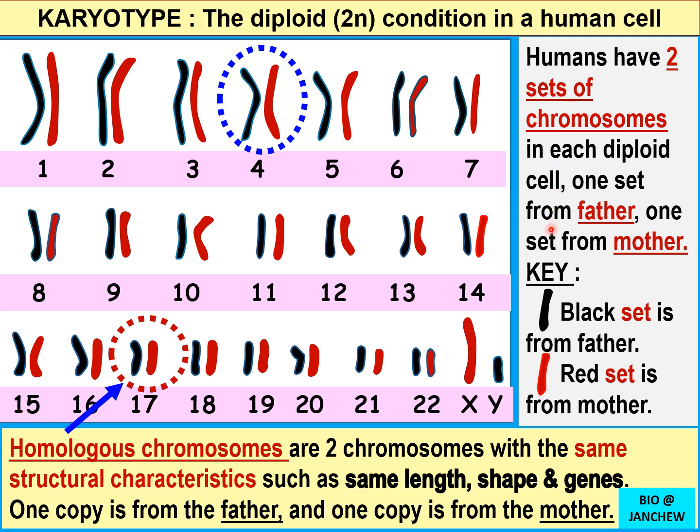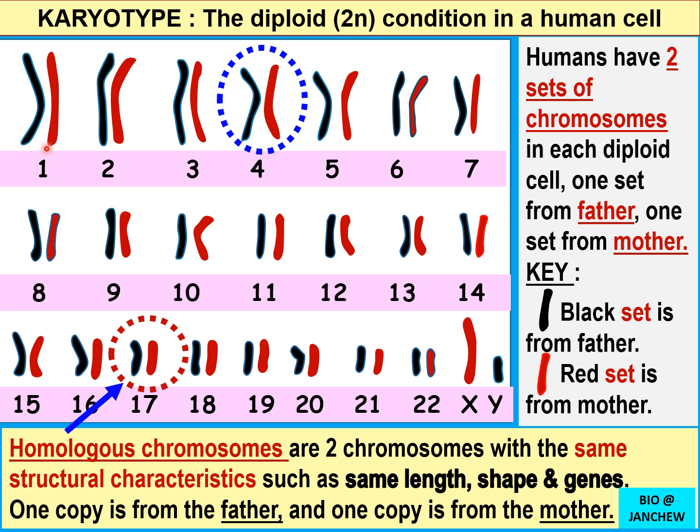One set is from the father and one set from the mother. For example, we can use black to denote the set from the father, and red to denote the set from the mother. So for every pair of chromosomes here, we can see that there is one chromosome from the father called the paternal chromosome, and one chromosome from the mother called the maternal chromosome.